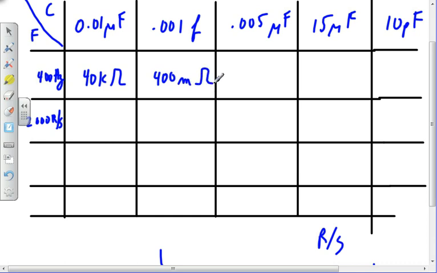All right. Now, 1 divided by 2 times pi times 400 times 0.005 E minus 6. We'll call it 80 kilo ohms. Now we should have just, it's half of this, right? Half of that one, so that would have doubled it because it's 1 over. So that would have been easy to do.